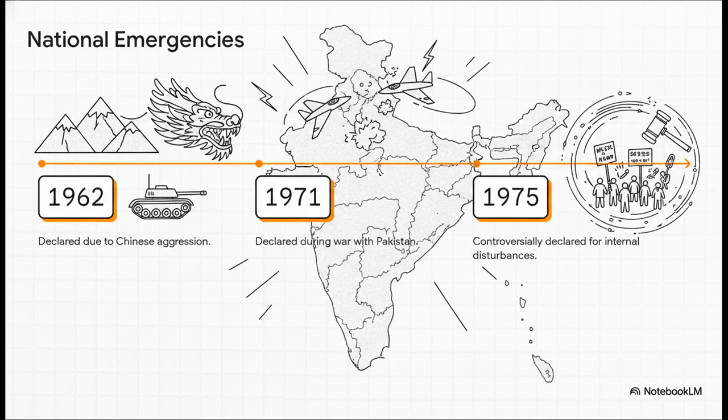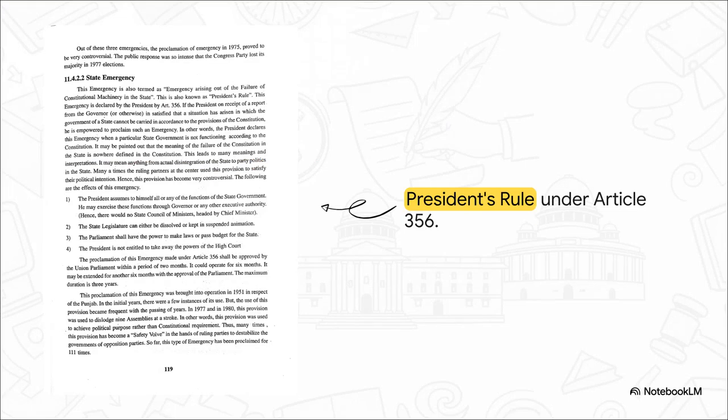In 1962 due to Chinese aggression, in 1971 during the war with Pakistan, and most controversially in 1975 on the grounds of internal disturbances, which was a period so intense it eventually caused the ruling Congress Party to lose the following election. And then there's Article 356.